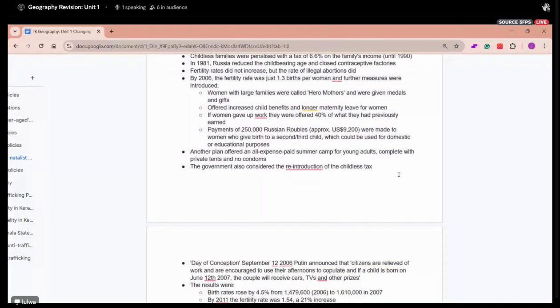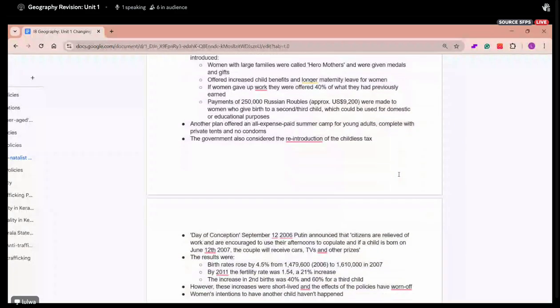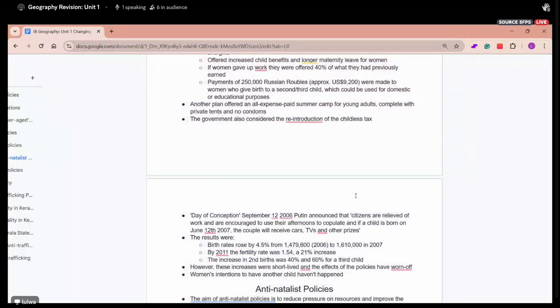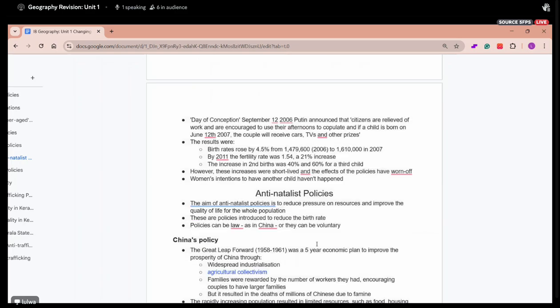And so the day of conception, September 12, 2006, is when Putin announced that citizens are relieved of work and encouraged to use their afternoons to copulate. And if a child is born on June 12, 2007, the couple will receive cars. As you can see, they were trying really, really hard to get kids in the population, and that led to a really high cost from the government. Lots of promises, lots of silly promises. Not silly, but they tried their best.